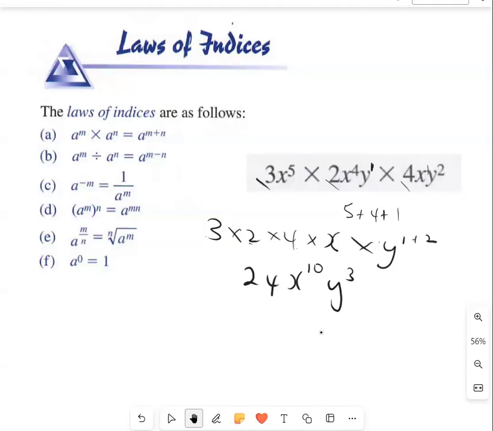Tell me if you follow. Multiply all the coefficients in front here. You get 24. You don't have to have this step. You can look at this and tell the answer. Add the powers on the x's: 5 and 4, 9 and 1, 10. There's a y, you get y to the 1 power plus this 2, 3. Follow it?